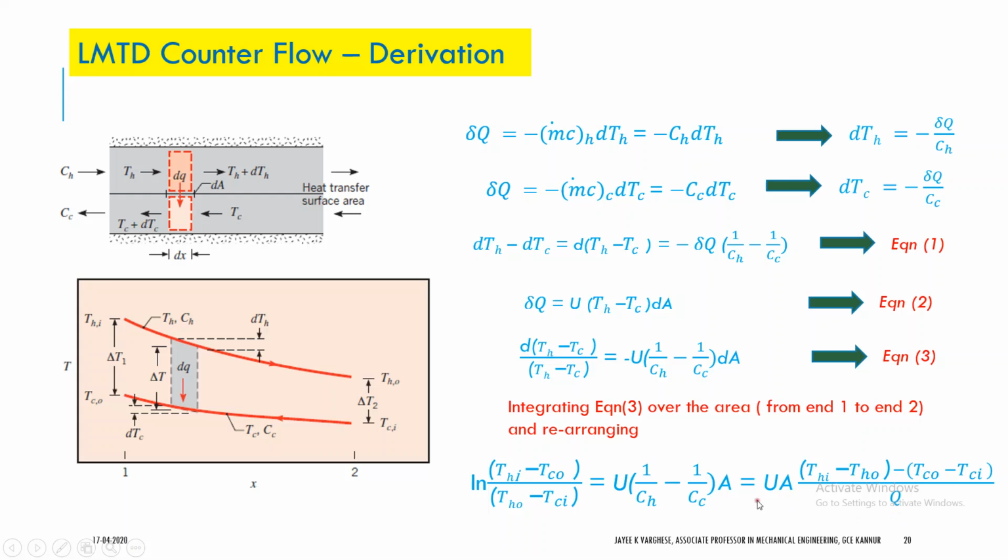Now you have done two steps in a single equation. Integration, there was a negative sign here. I took this negative sign to the left side of this equation. So this will turn out to be logarithm of THO minus TCO.